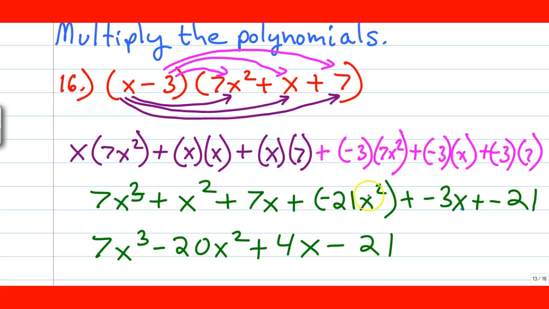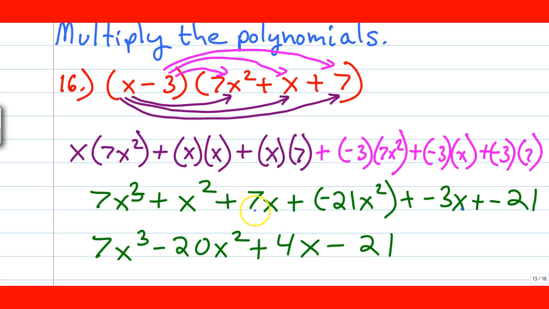My next step is to combine like terms. I don't have another 7 or another x to the third, so I'm just going to carry down that 7x to the third. The x to the second. When I come over here, I've got another x to the second over here. I have a positive 1x to the second here, and a negative 21x to the second here. Combining those makes a negative 20x to the second. So I come down here and I write minus 20x to the second. So those two are done.